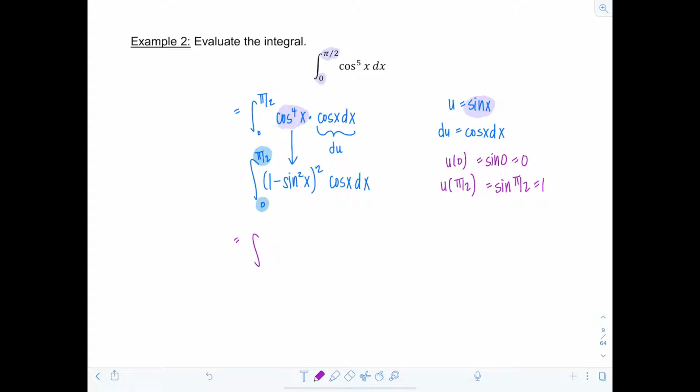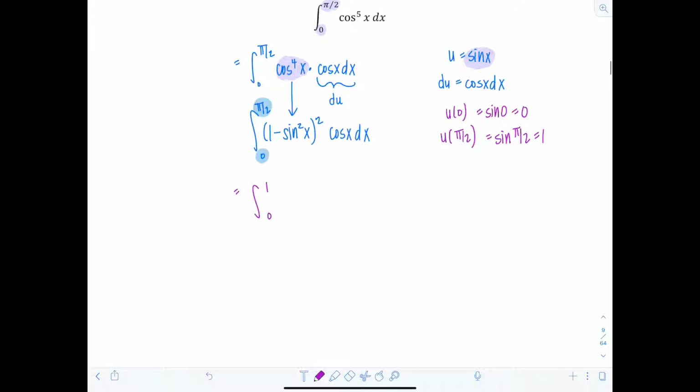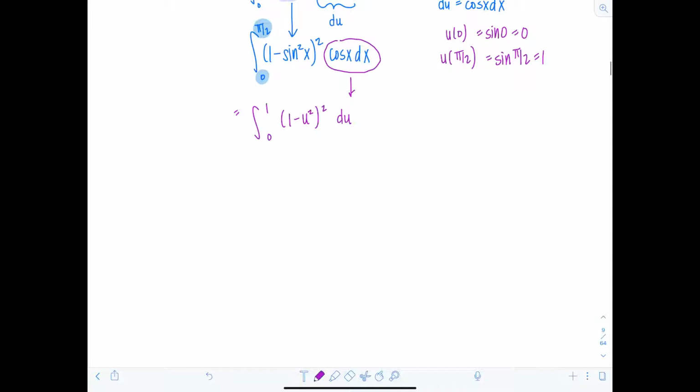All right, so let's write out what our new integral is. Everything in terms of u. So my new limits are going to go from 0 to 1. 1 minus sine squared x, I'm going to replace that with 1 minus u squared. That's all squared. And then cosine x dx is du. All right, what a nice clean little integral. So now all we have to do is multiply this out. So we have integral from 0 to 1, 1 minus 2u squared plus u to the 4th du.